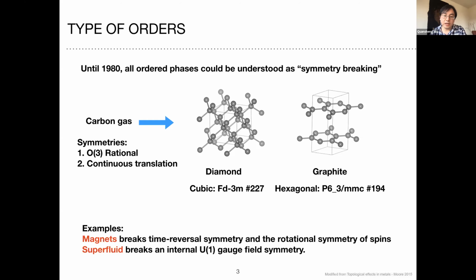For example, here for the carbon, we list the two kinds of phase. The first one is the diamond, and the second one is the graphite. These two systems have different crystal symmetry. This is how we understand the order of the phase. There are other examples. For example, the magnets. The magnets break the time reversal symmetry and the rotational symmetry of the spins. And also, for example, for the superfluid or superconductivity, it breaks the internal U1 gauge field symmetry.